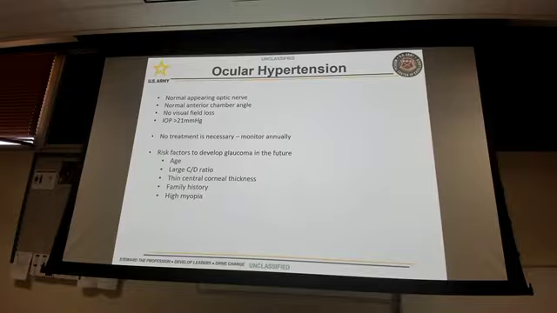So age tends to be a risk factor. Large cup to disc ratio is also one. We'll check their corneal thickness. Sometimes thinner corneas give us a false sense that the pressure is normal when it can actually be a little bit higher. A strong family history, and then those with high nearsightedness.